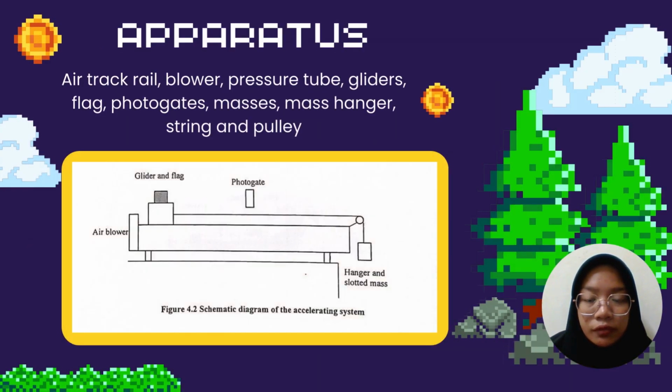The apparatus needed for the experiment are a linear air track, blower, pressure tube, gliders, flag, photo gate kits, masses, mass hanger, string, and pulley. The apparatus was set up as the picture shown below.